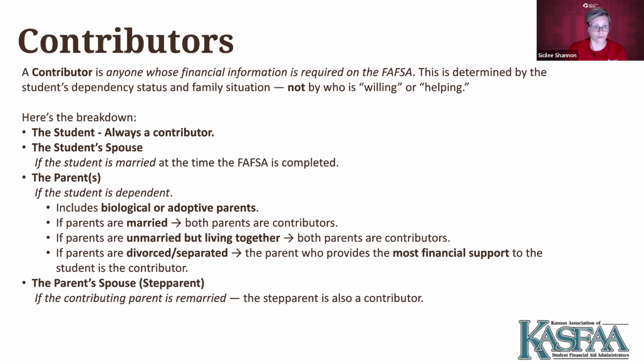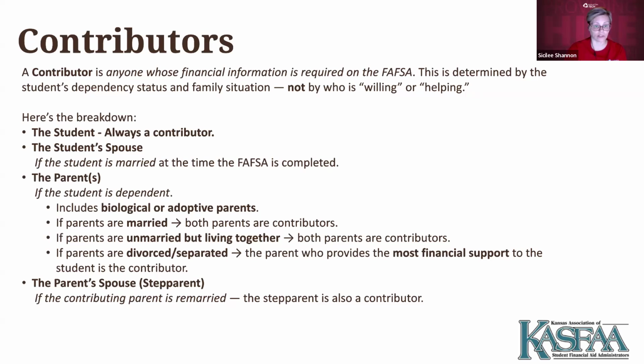So the student is always going to be a contributor. If the student is married at the time that the FAFSA is being completed, the spouse would be a contributor. If the student is not married, but under the age of 24, not married or have dependents, then it could be a likelihood that the parent is going to be a contributor. If the student is dependent, when it comes to the parents, this does include biological or adopted parents. If both parents are married, then both parents would be contributors.